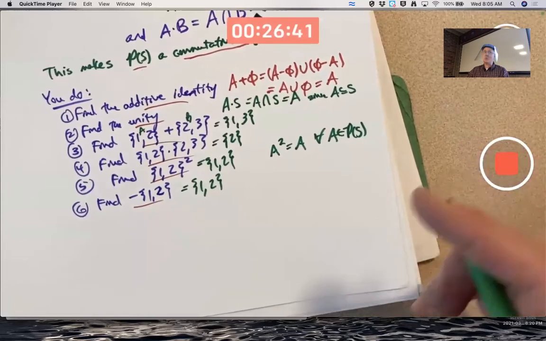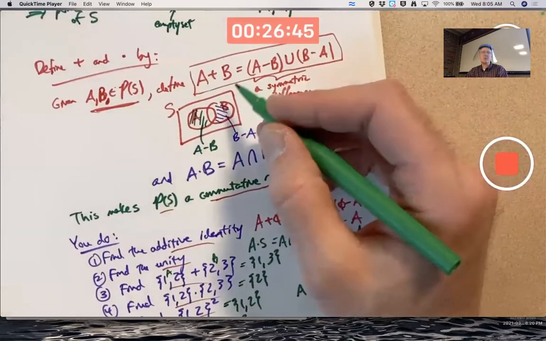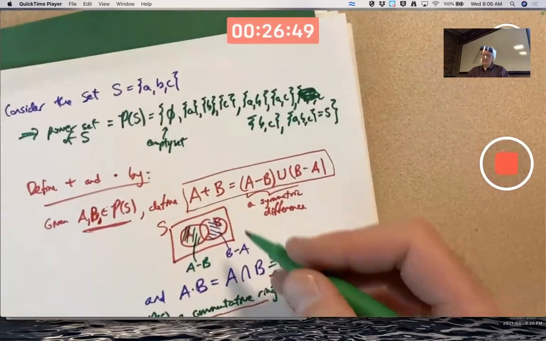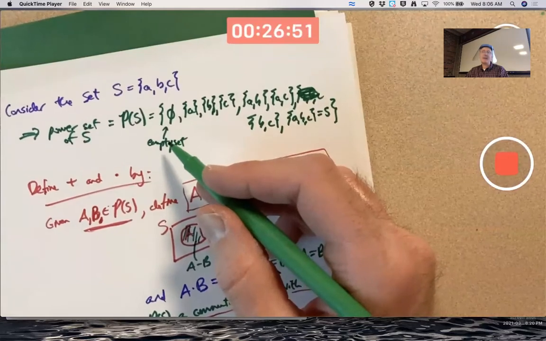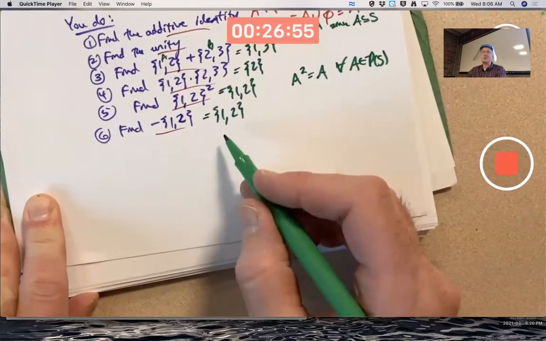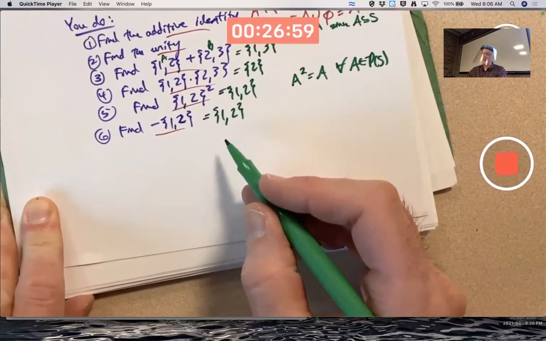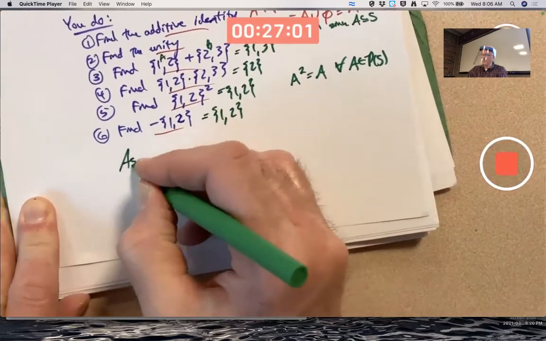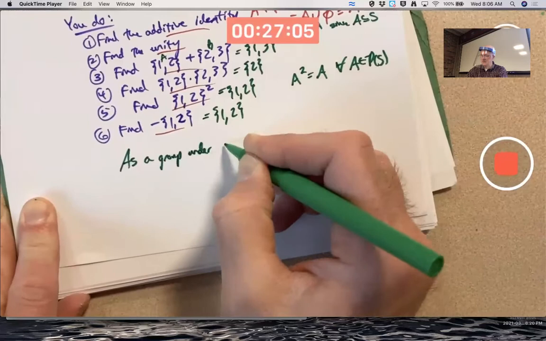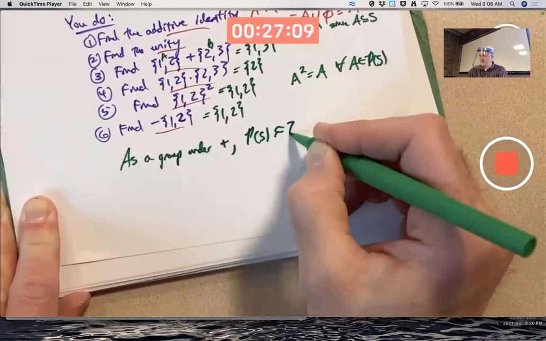As a group under just the addition operation, if you ignore the multiplication, this is going to be abelian for one thing, and every non-identity element has order 2, isomorphic to Z2 external direct product with Z2 again. As a group under addition, P of S is isomorphic to this.